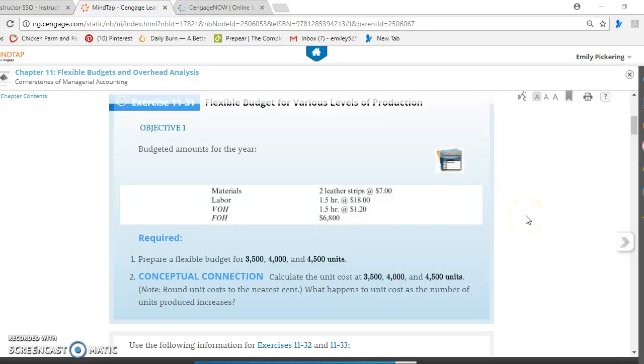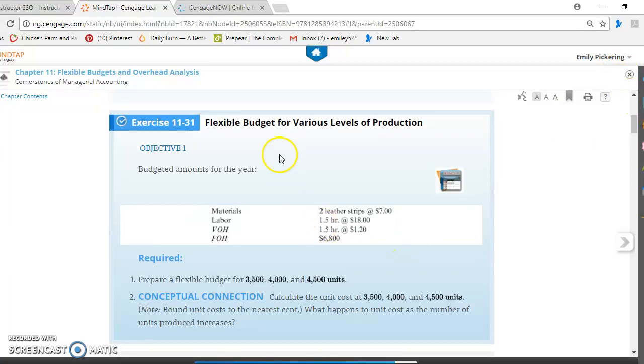All right, so the flexible budget is pretty cool because you can set a budget for any level of output. So in this case, we are preparing a budget for 3,500, 4,000, and 4,500. So you get a per unit cost, and once I get my per unit cost, then I can compare it, when I figure out how many I actually made, to what it should have cost me. So it's a pretty neat concept when you think about it.